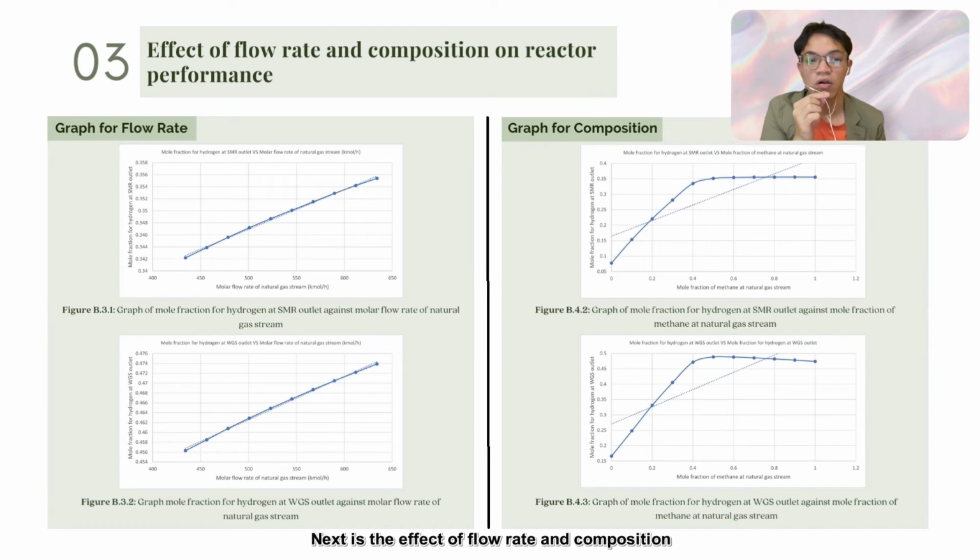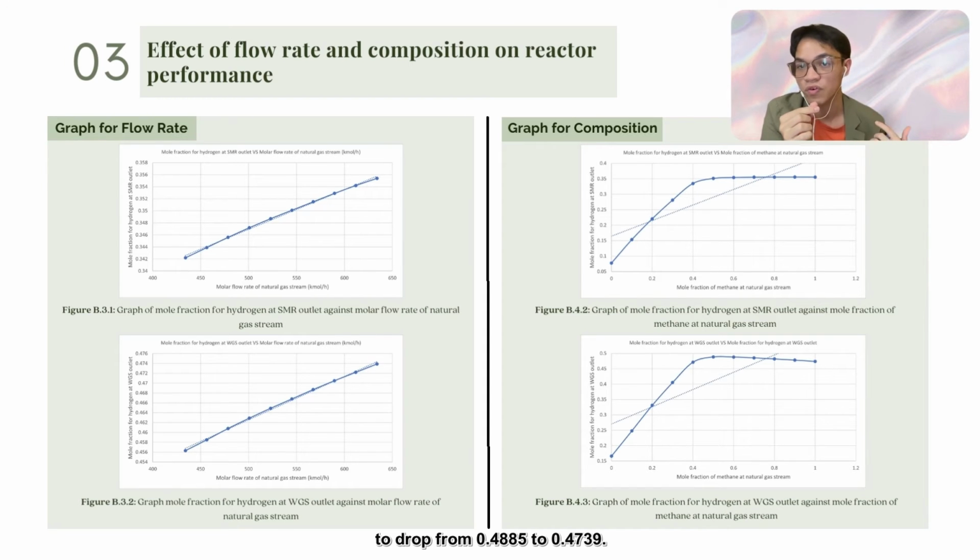Next is the effect of flow rate and composition on the reactor performance. As the mole flow rate of natural gas streams and the mole fraction of methane increase, the mole fraction of hydrogen at the SMR and WGS outlets also increases, but this cannot be the same for the increase in mole fraction of methane at a certain point.